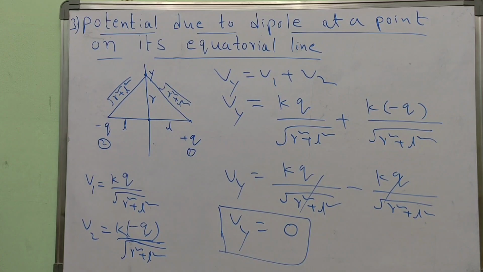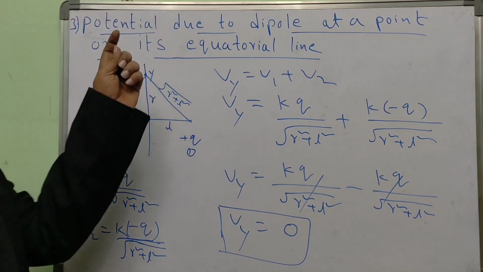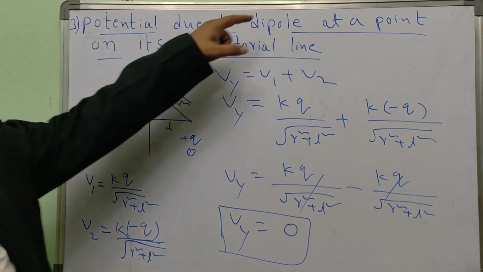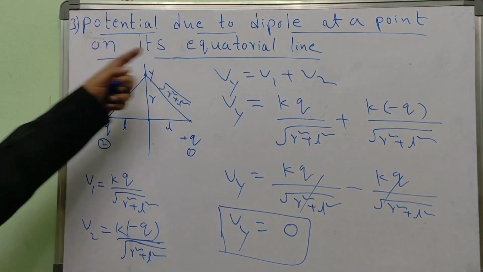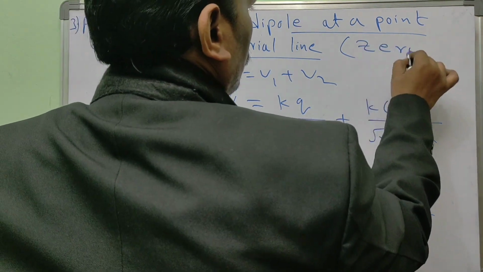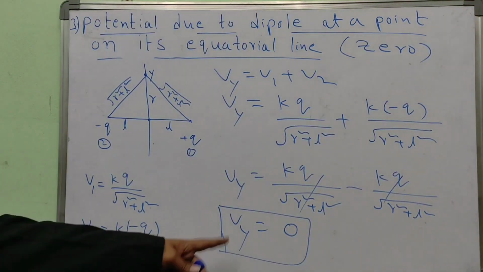So what is the conclusion? Potential due to a dipole at a point on its equatorial line is always 0. Hence proved.